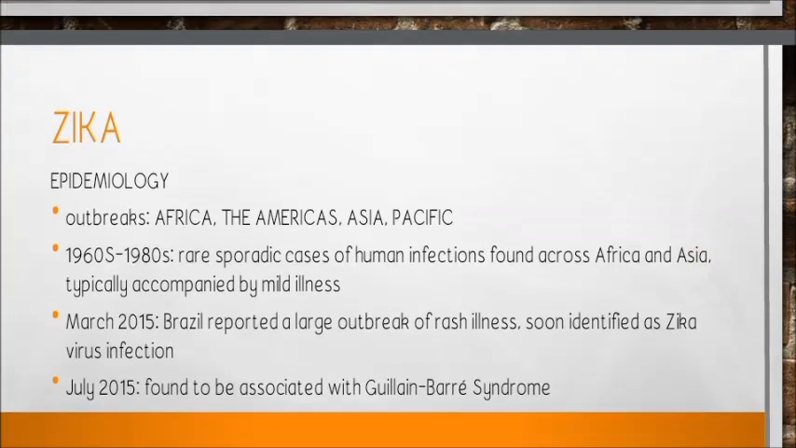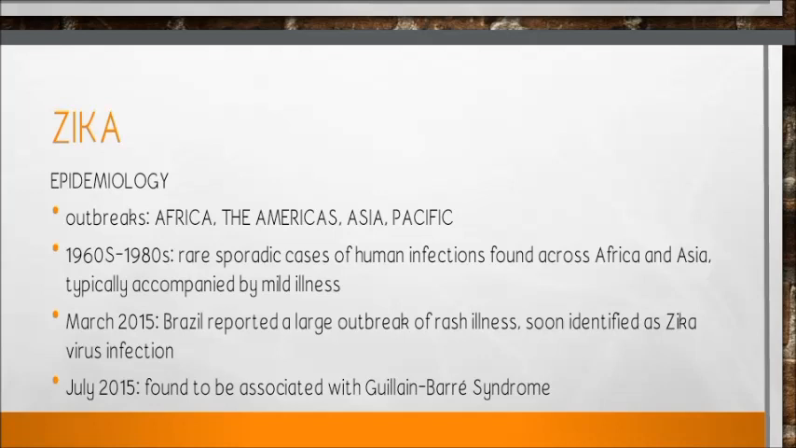The outbreaks, until now, are happening in Africa, the Americas, Asia, and the Pacific. So here are the important dates that give the updates of the epidemiology of Zika.